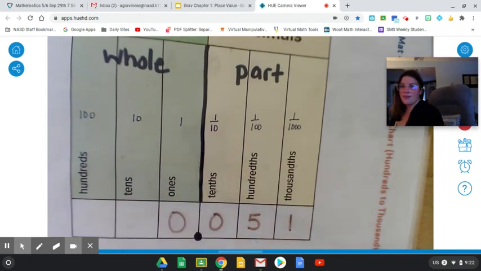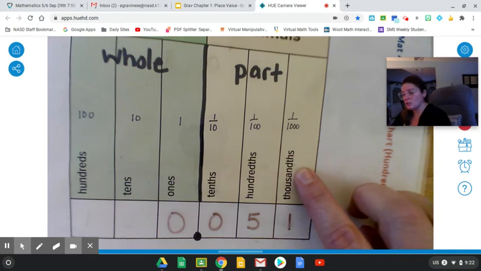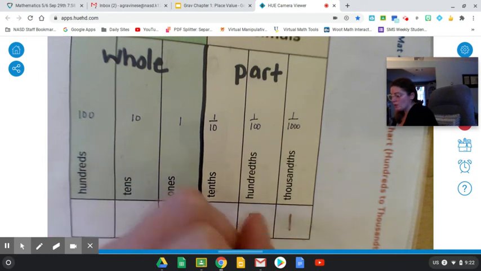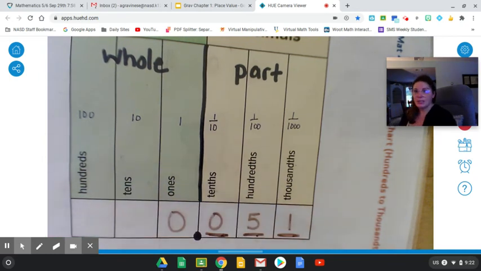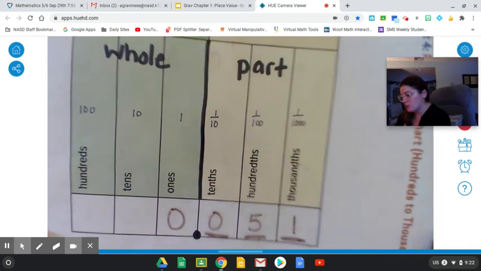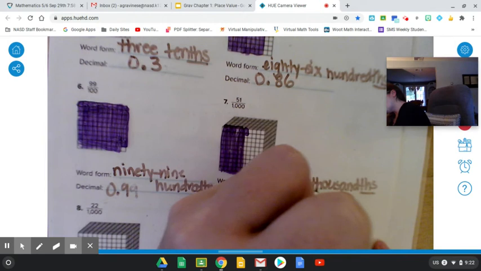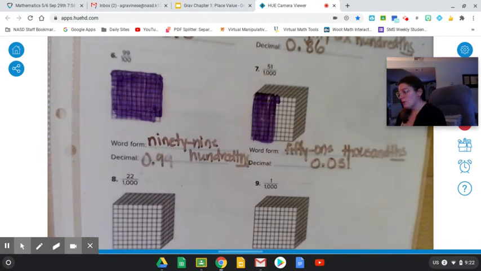But I did color in 51 thousandths. So remember that the last digit of your decimal number needs to have that place value that you want. So if I'm using a thousandths cube, I must have 1, 2, 3 decimal values. So we need this 0 here so that we know this number's in thousandths. Without that 0, everything would be shifted over and it would be 51 hundredths, which is quite different. So our decimal is 0.051.